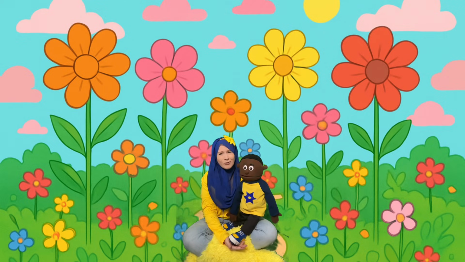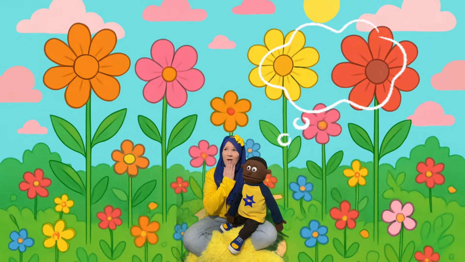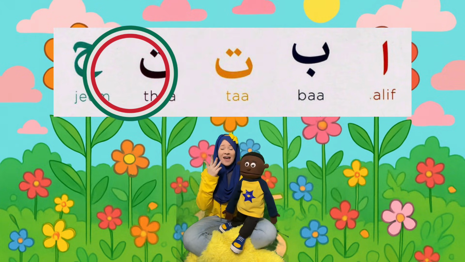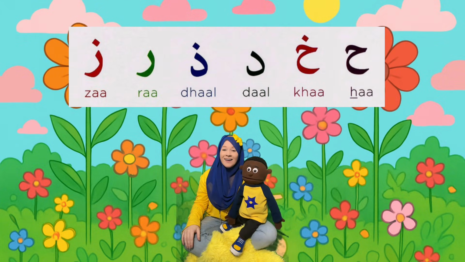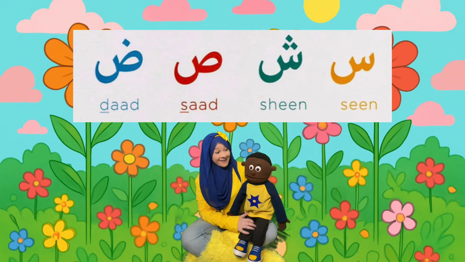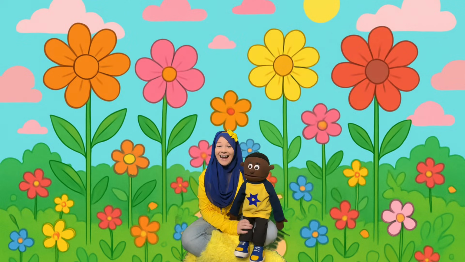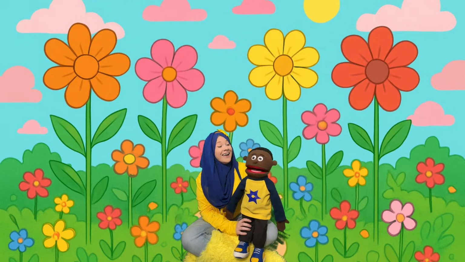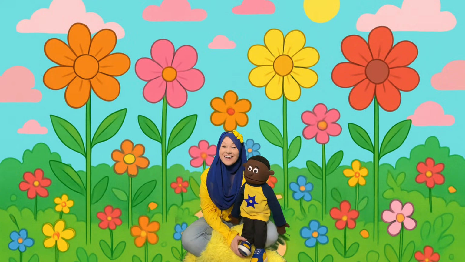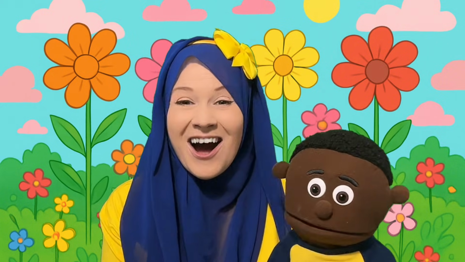Yeah. Can you remember? What did we learn so far? It was Alif, Ba, Ta, Tha, Jim, Ha, Kha. Dal, Dhal, Ra, Zay, Seen, Sheen, Saad, Daad. Well done. Excellent. Very good, everyone. Good job. Okay, that is the end of today's part 2 video.